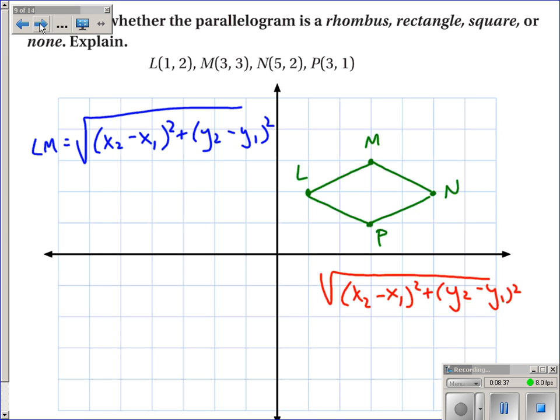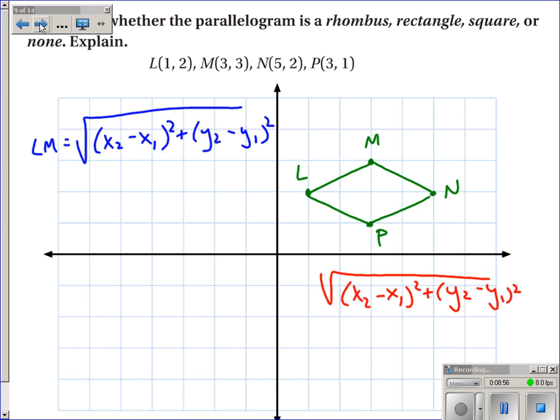Determine whether the parallelogram is a rhombus, rectangle, square, or none of the above. I've already graphed it for you. L, M, and P is over here in green. Looking at it, it doesn't look like a rectangle because the angles don't look to be 90 degrees. And it doesn't look like a square. It looks like a rhombus.